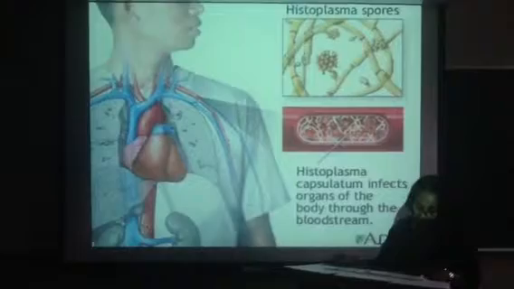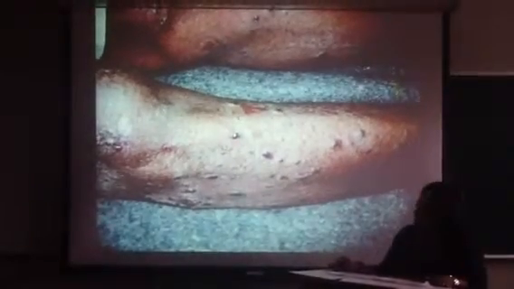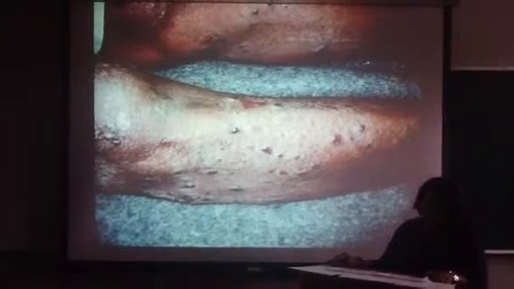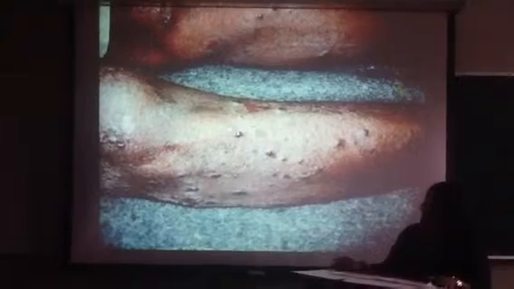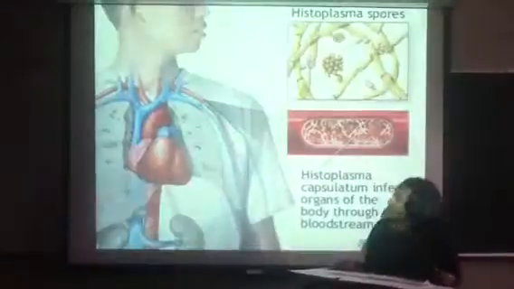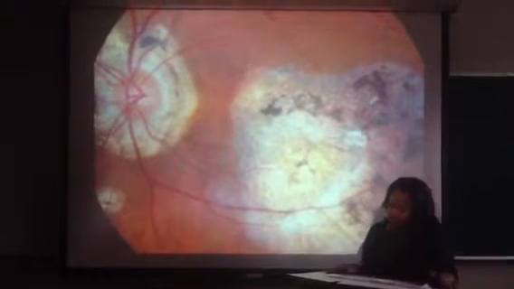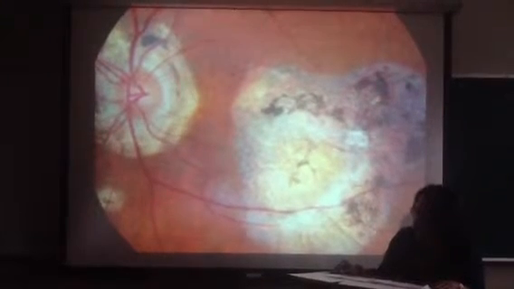The other type I want to talk about is chronic cutaneous histoplasmosis. This is characterized by ulcerative skin lesions and can also follow the infection from the lungs. The other one is ocular histoplasmosis. This is a type 1 hypersensitivity reaction against the histoplasma in the eye.